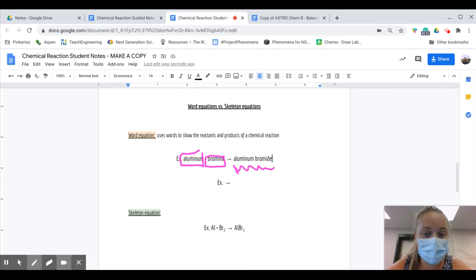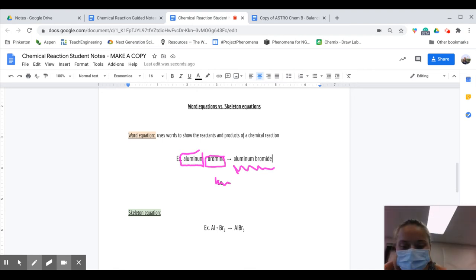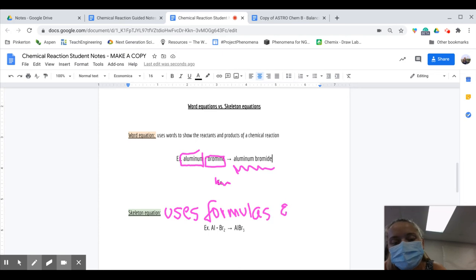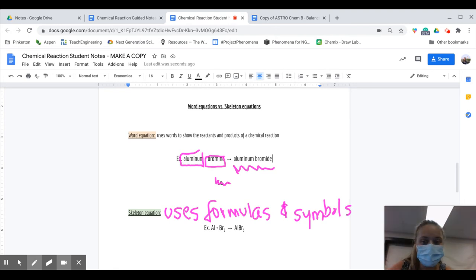So these words are indicating our reactants and our products. Okay? Ignore that example. Our skeleton equation uses formulas and symbols to indicate what's in our reaction.